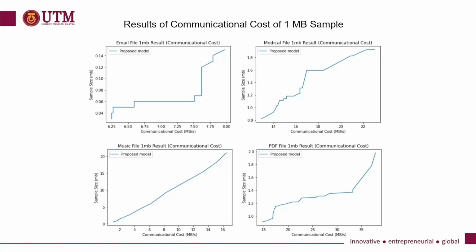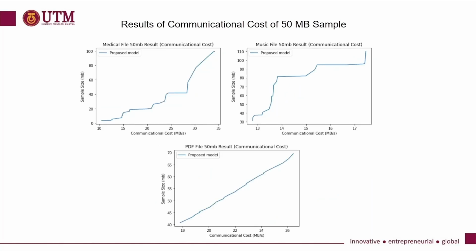This is the computational cost for 1 MB. As you can see, as the file size increases, the computational cost also increases. Now moving on to the computational cost of 450 MB. From here, you can see that as the file size increases, the computational cost also increases. You can also see that the music files had the least amount of computational cost.